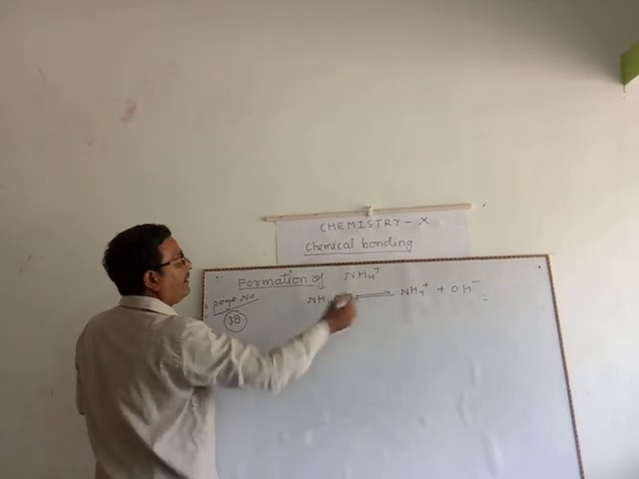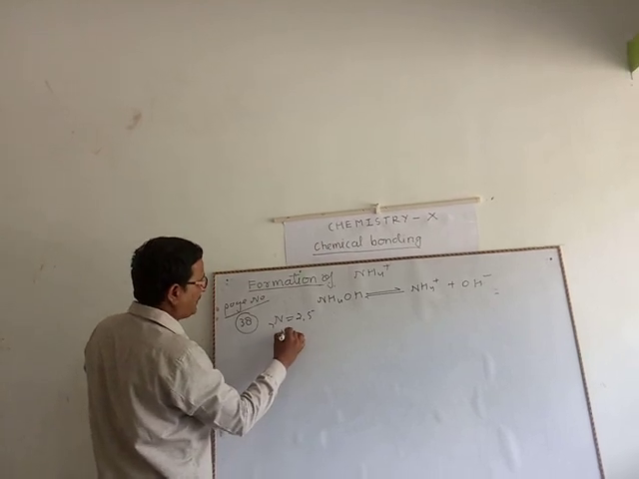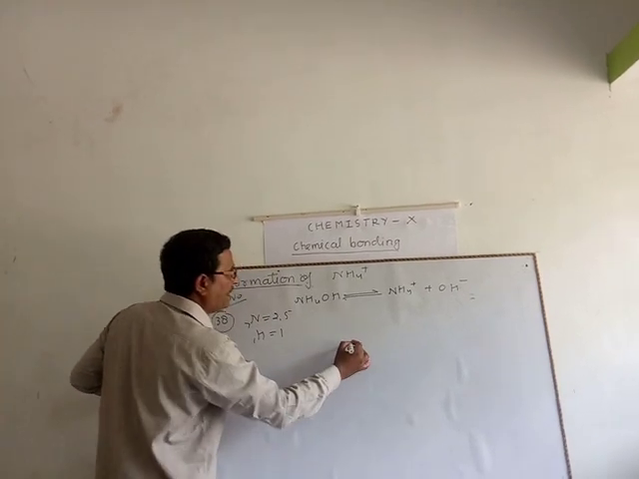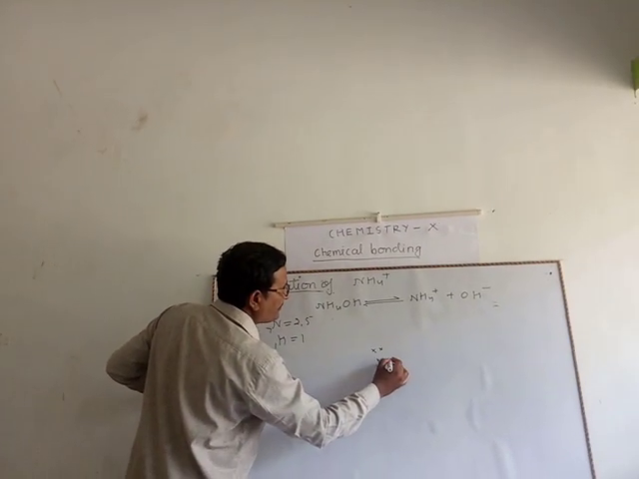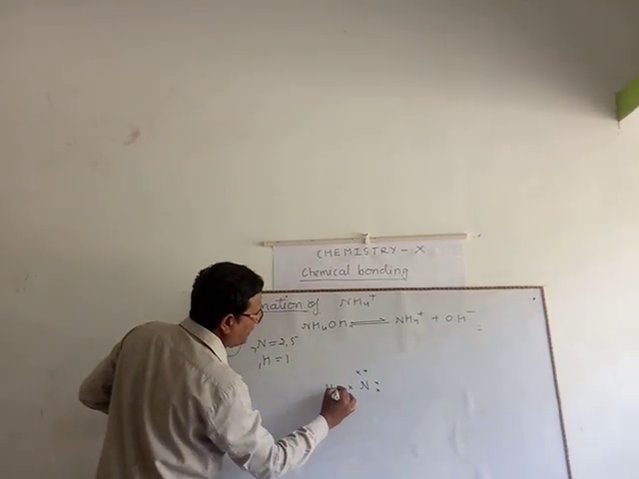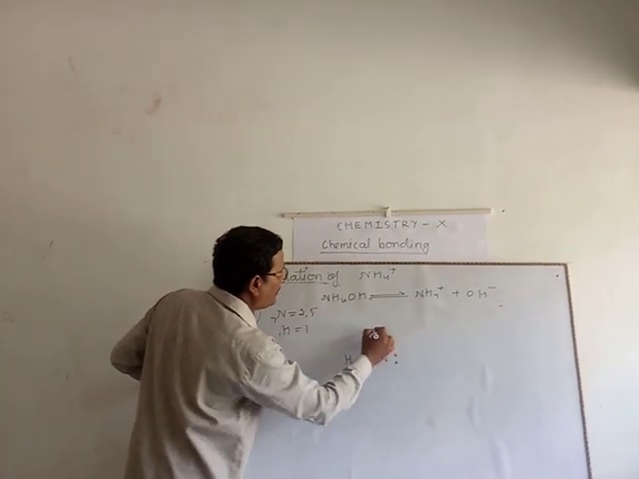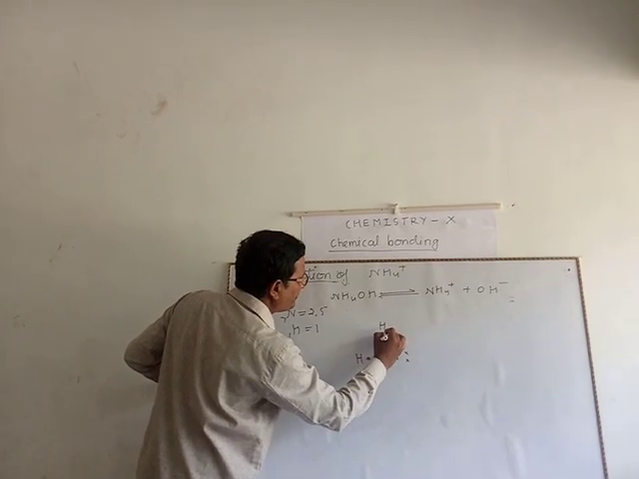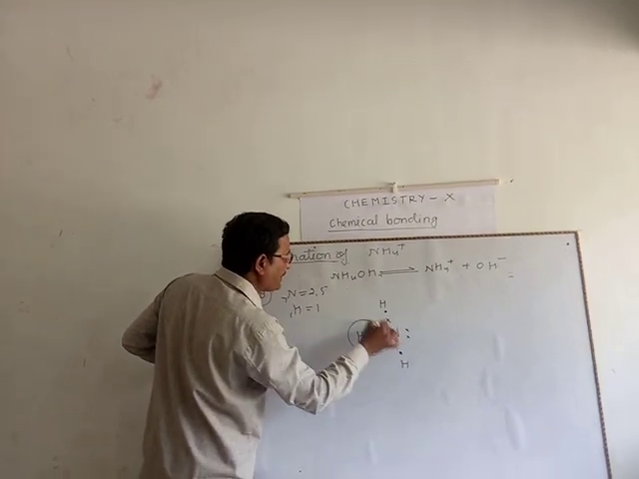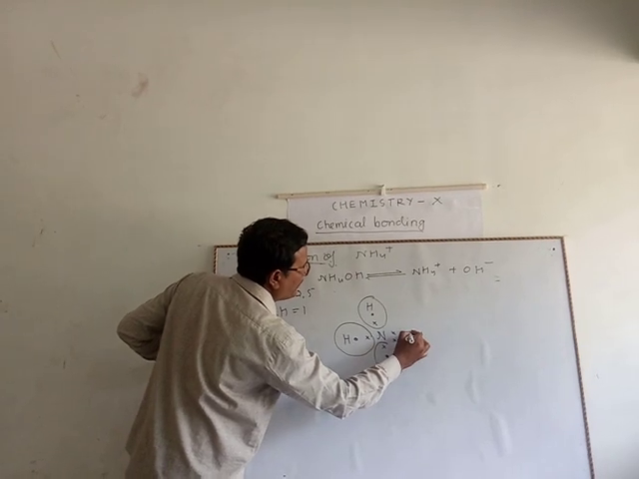Now, ammonia: the electronic configuration of nitrogen is 2 and 5, and hydrogen, everybody knows, is 1. Nitrogen has 5 electrons in its valence shell: 1, 2, 3, 4 and 5 electrons. Hydrogen has 1 electron in its valence shell, but there are 4 hydrogen atoms. 1, 2 and 3. See, the duplet of this hydrogen and this hydrogen is completed, and this hydrogen also has only 1 electron.